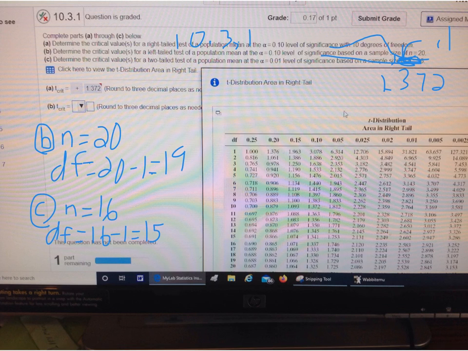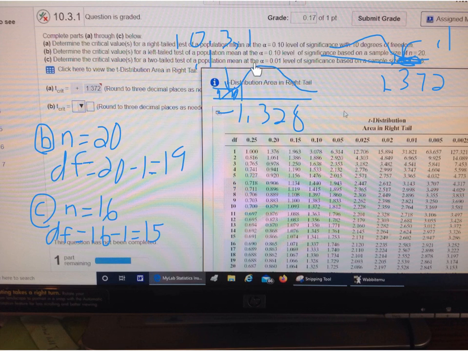But it's a left-tailed test this time, and that means we want the area to the left here to be 0.1, and so the critical value is going to be negative. That number was 1.328, so we find 19 and cross it with 0.10, and since it's a left-tailed test, it's going to be negative. And then next we want a two-tailed test.